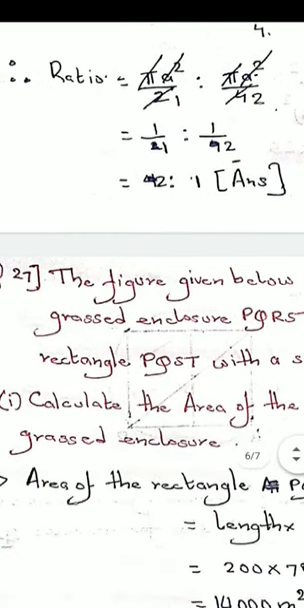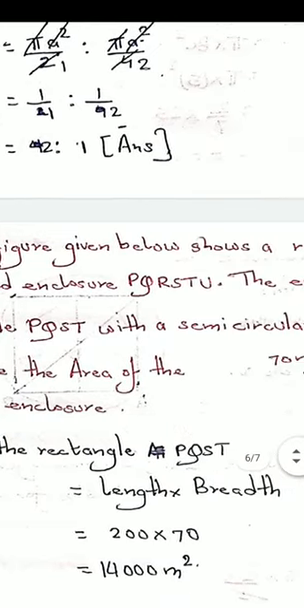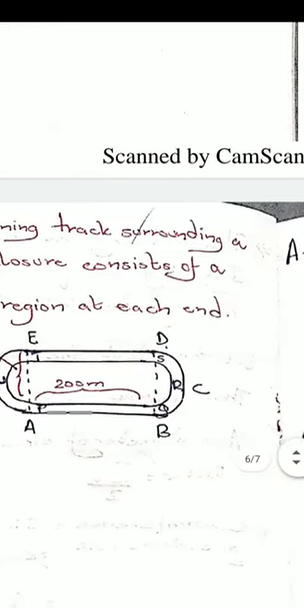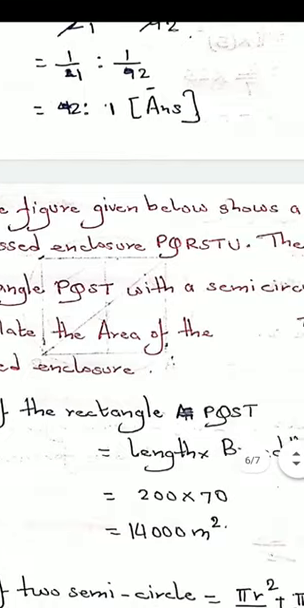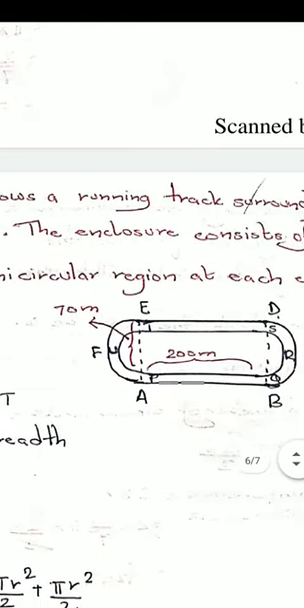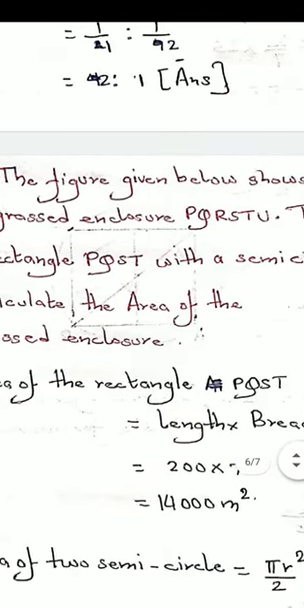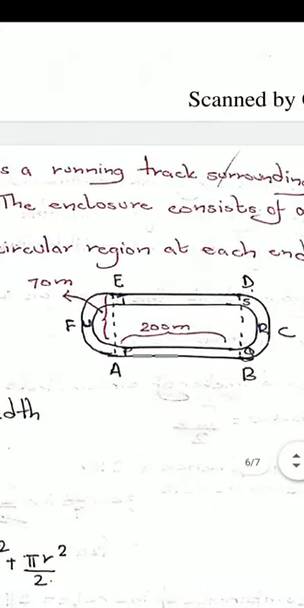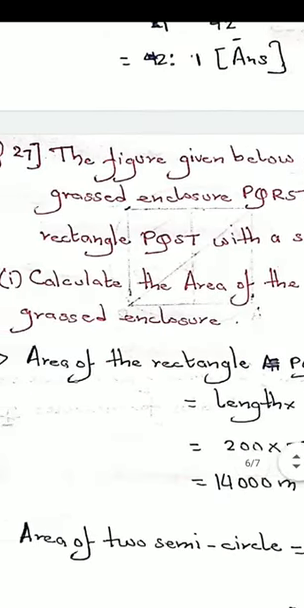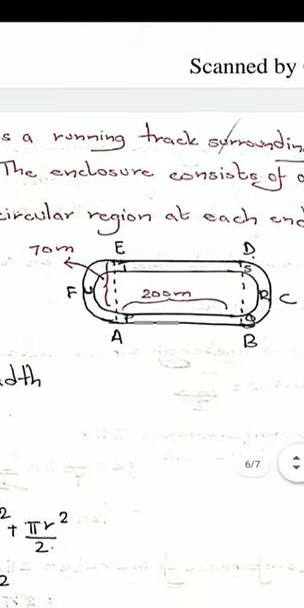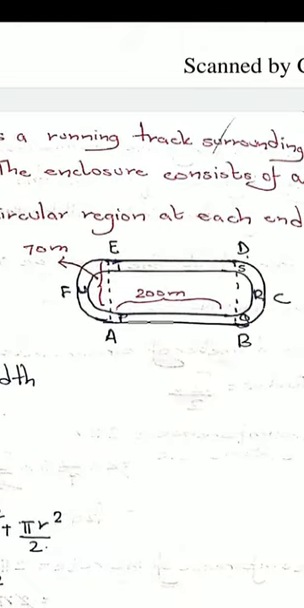So let us discuss question number 27. The figure given below shows a running track surrounding a grassed enclosure PQRSTU. The enclosure consists of rectangle PQST with a semicircular region at each end. Calculate the area of the grassed enclosure. It's very simple. We'll calculate the area of the rectangle PQST, as suggested by the question, then calculate the area of the semicircles at the ends and just add them up. We'll get the answer.